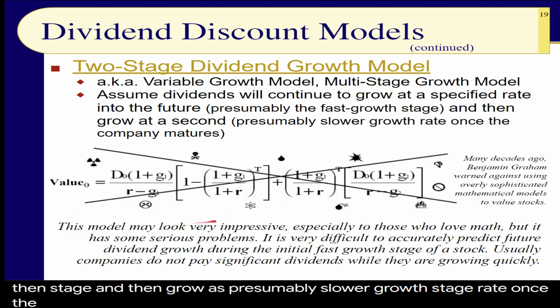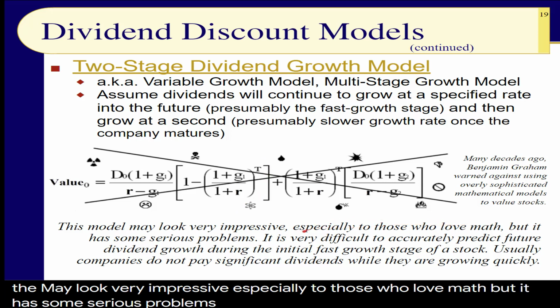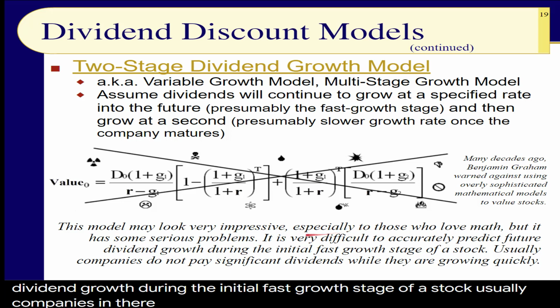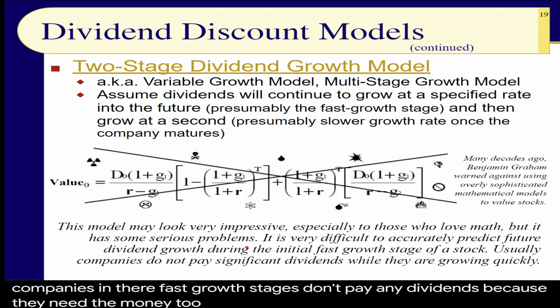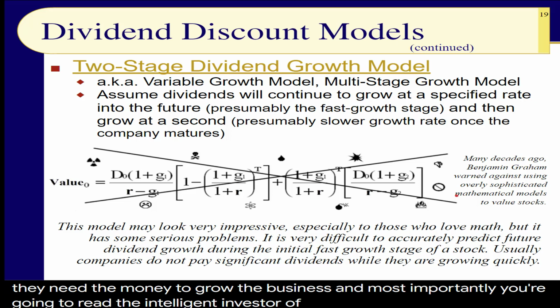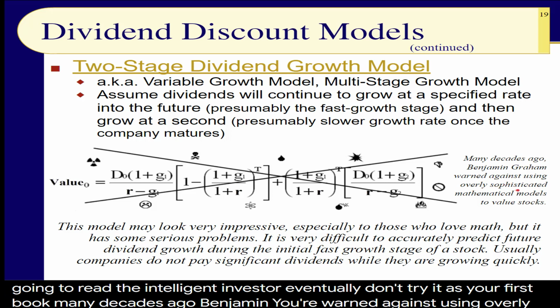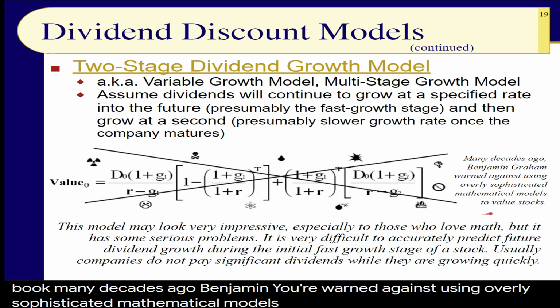Look, this model may look very impressive, especially to those who love math, but it has some serious problems. It is very difficult to accurately predict future dividend growth during the initial fast growth stage of a stock. Usually, companies in their fast growth stages don't pay any dividends because they need the money to grow the business. And most importantly, you're going to read The Intelligent Investor eventually. Don't try it as your first book. Many decades ago, Benjamin Graham, who wrote The Intelligent Investor and was Warren Buffett's teacher, warned against using overly sophisticated mathematical models to value stocks.